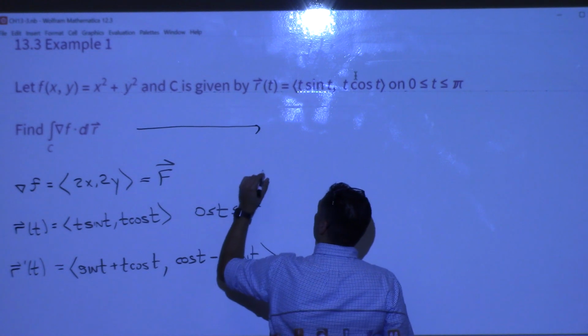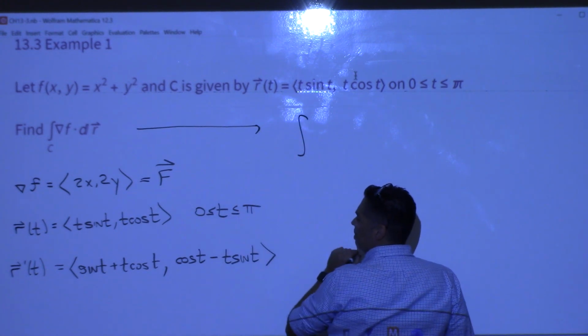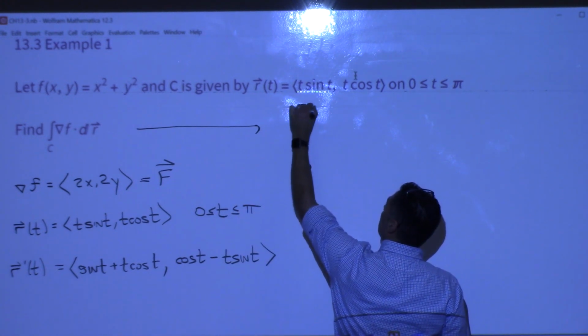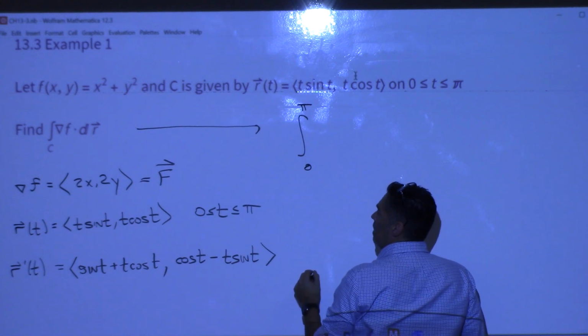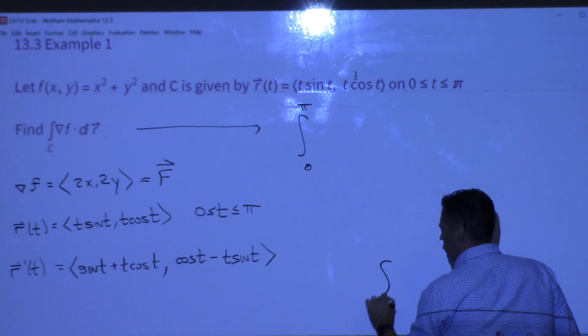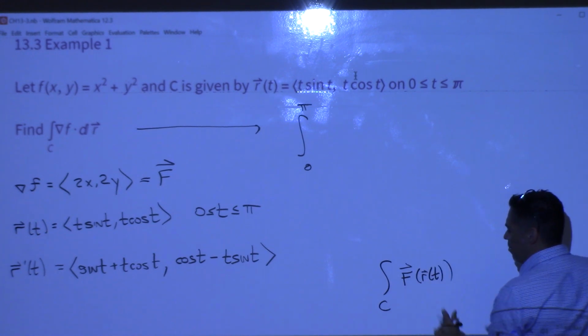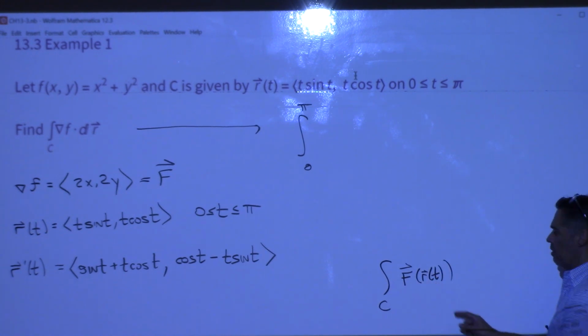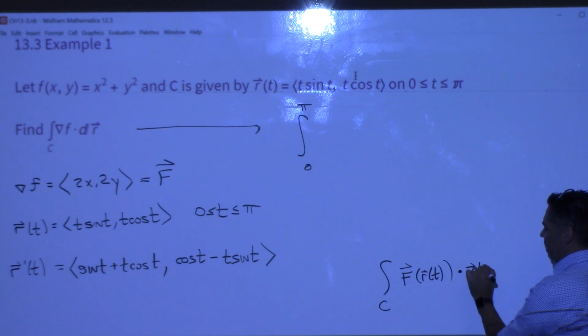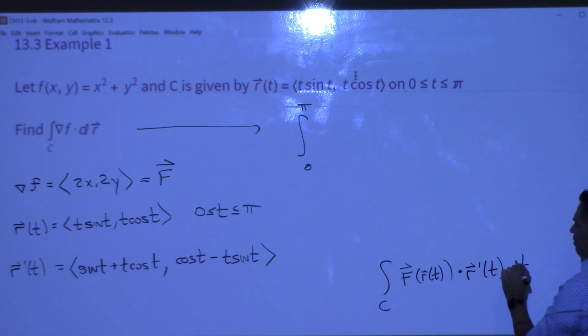So now I'm going to do this. This will be the integral from 0 to pi. I need the field evaluated on the curve, the field evaluated on the curve dotted with the derivative of the curve, dt. That's what I'm doing right now.